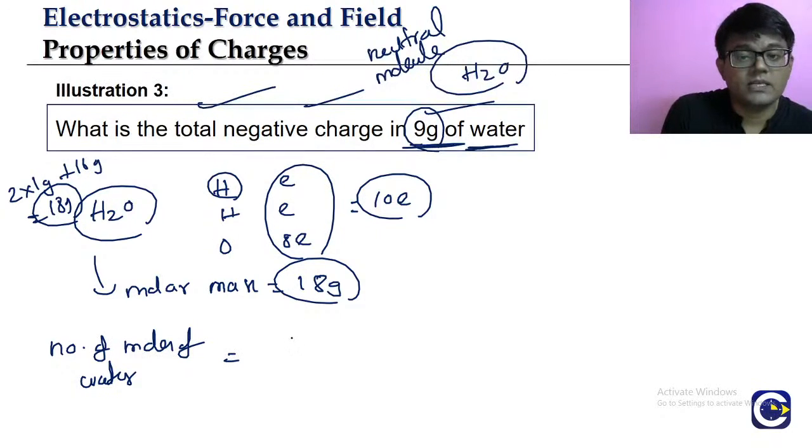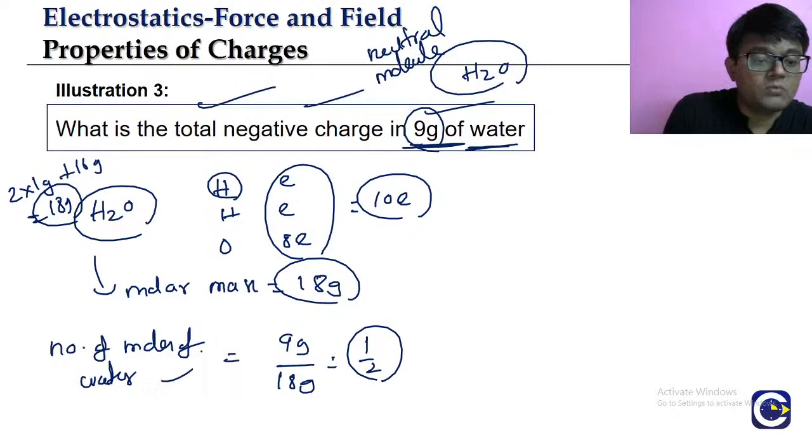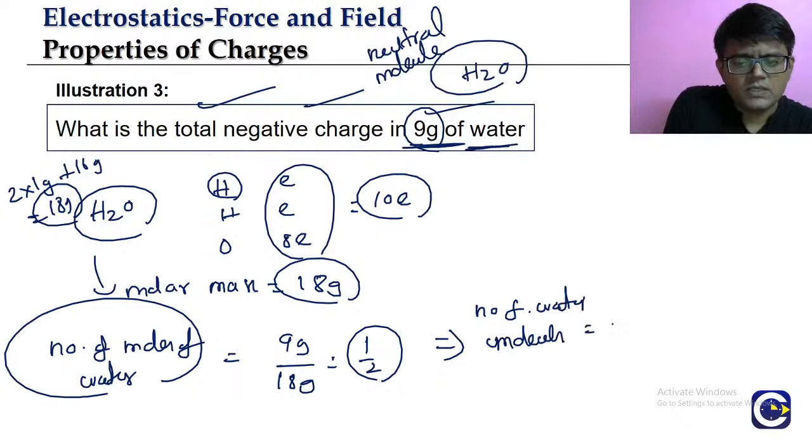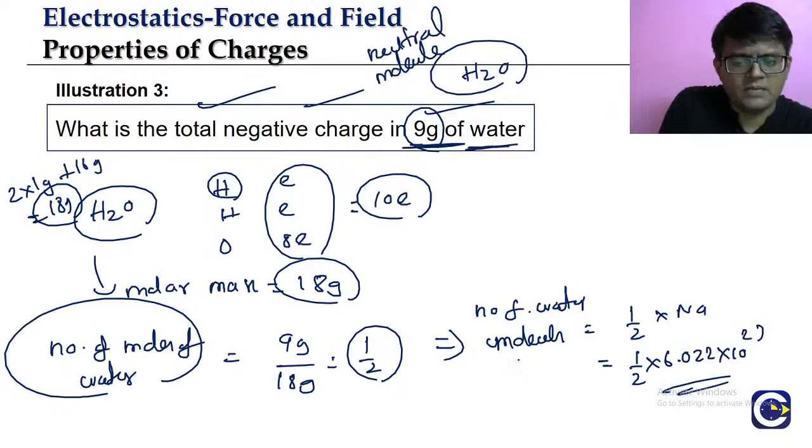How do we calculate the number of moles? Given mass by molar mass, which is what? Half. Half is the number of moles of water molecules. So what is the actual number of water molecules? It will be half into Avogadro number, that is half into 6.022 into 10 power 23. That is the total number of water molecules in 9 grams of water.